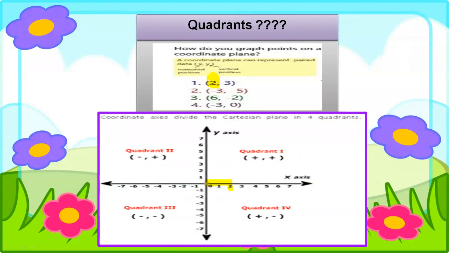Now the second number is always the y axis. I have to move towards the positive y because the second number is plus 3. If they give you minus 3, you have to move down. But now I have to move up till the third number, and once I reach 3, I stop here.